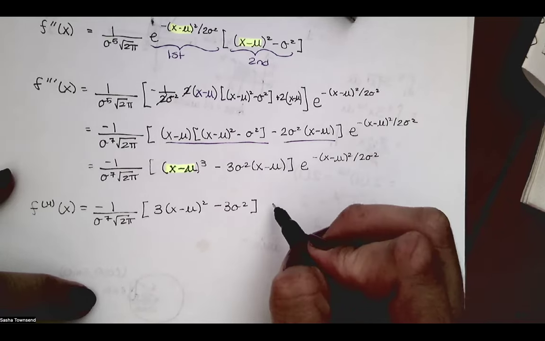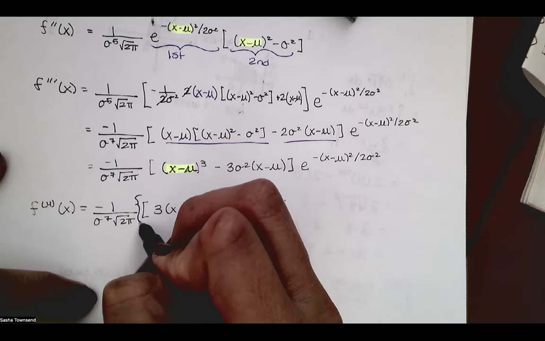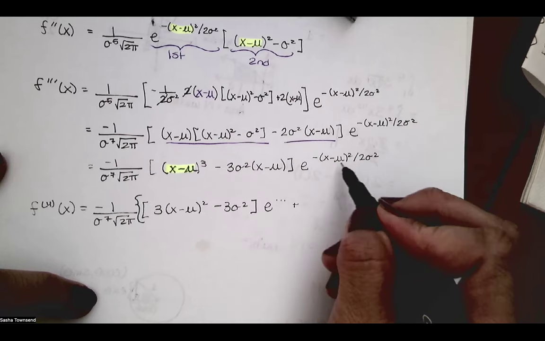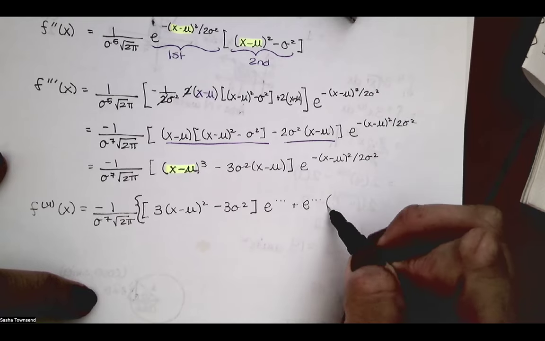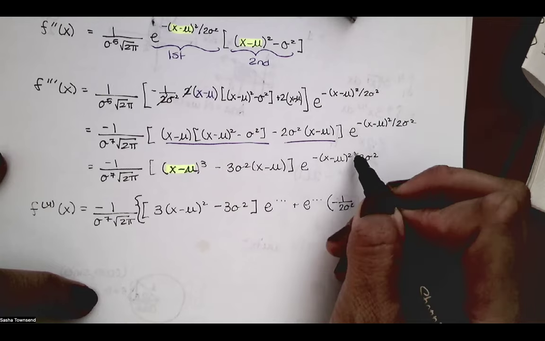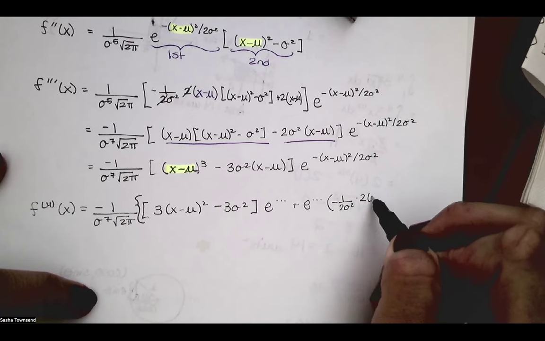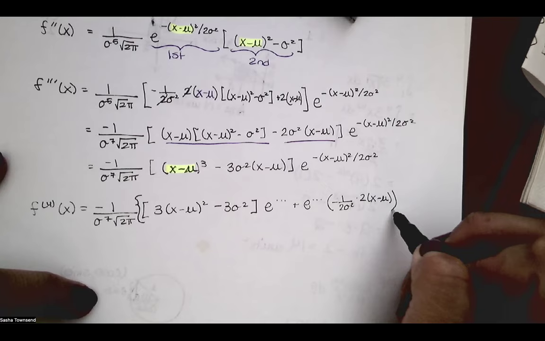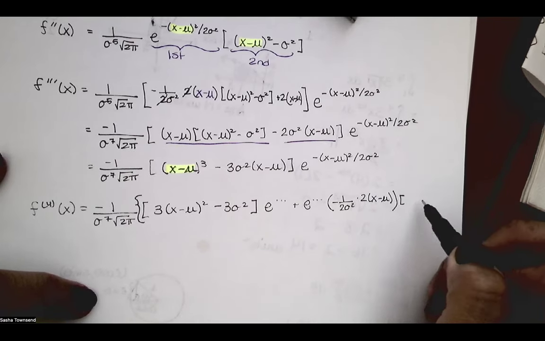That's the derivative of the first. And then we're multiplying by the second. I'm just going to put dot, dot, dot for the exponent. Derivative of the first times the second plus the derivative of the second, which is that exponent times the derivative of the inside, which is that negative 1 divided by 2 sigma squared times the derivative of that x minus mu squared, which is 2 times x minus mu times the derivative of the inside, which is 1. That's the derivative of the second. And then we're multiplying by the first, which is that cubic polynomial.